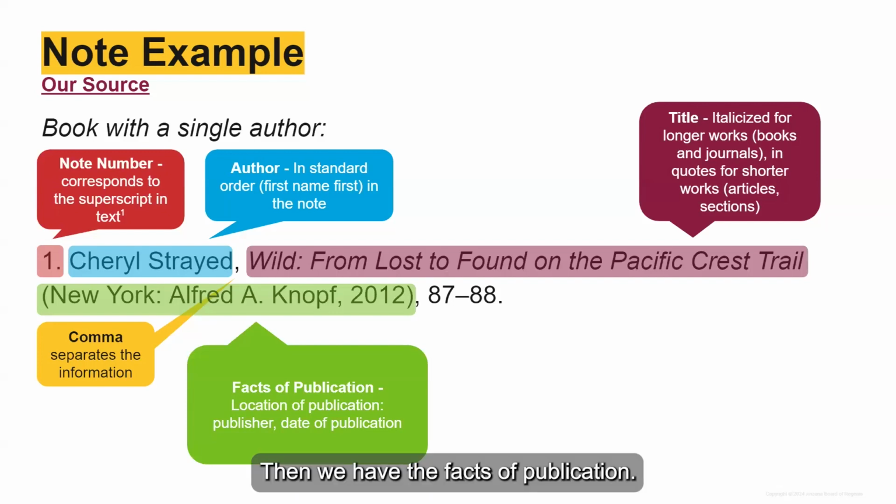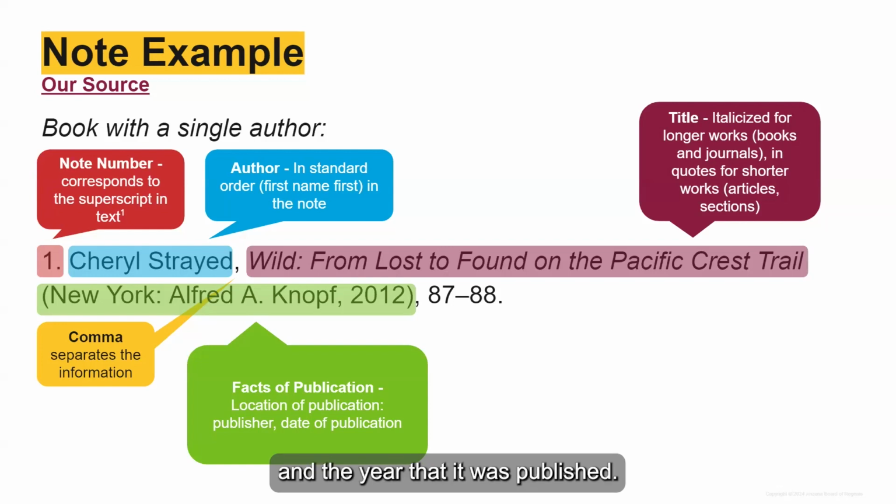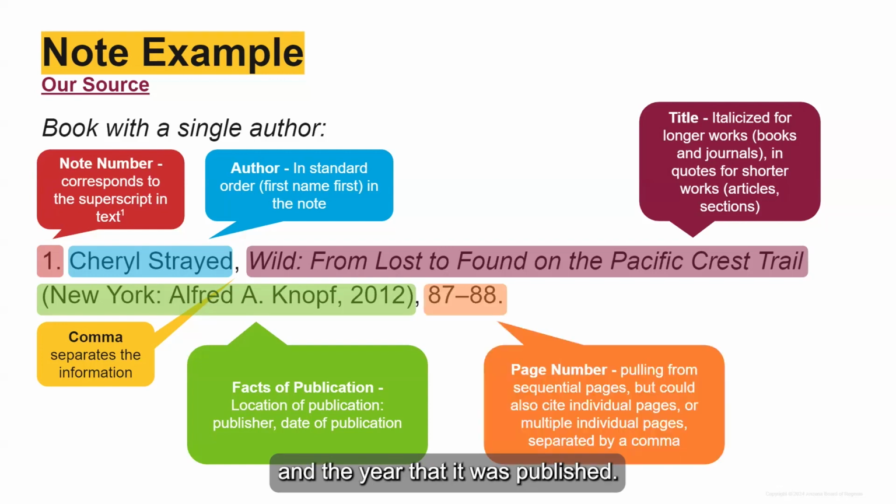Then we have the facts of publication. The location is listed, as well as the publisher and the year that it was published. And finally, we have the page number. So this specific note pulls from sequential pages 87 through 88, but it could also cite an individual page, just page 87, or it could cite multiple individual pages separated by a comma, so 87, 89, should that be necessary.